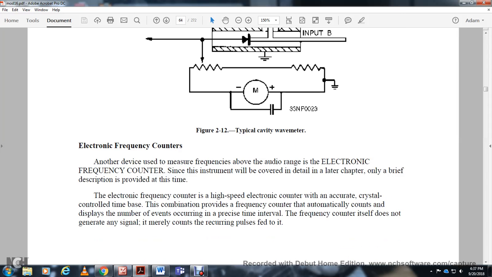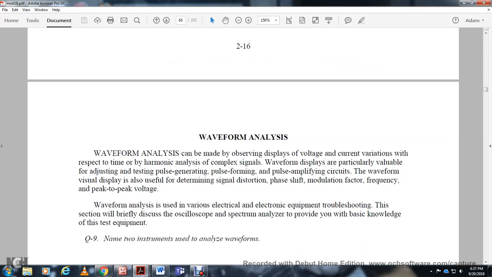Electronic frequency counters. Another device used for measuring frequency, in the audio range, is the electronic frequency counter, which we will cover in detail later in the instrument section. In this chapter only a brief description is provided. The electronic frequency counter is a high speed electronic counter with an accurate crystal controlled time base. It provides an automatic count, displaying the number of events for a precise time. The frequency counter itself does not generate any signal; it merely counts the recurring pulses fed into it.